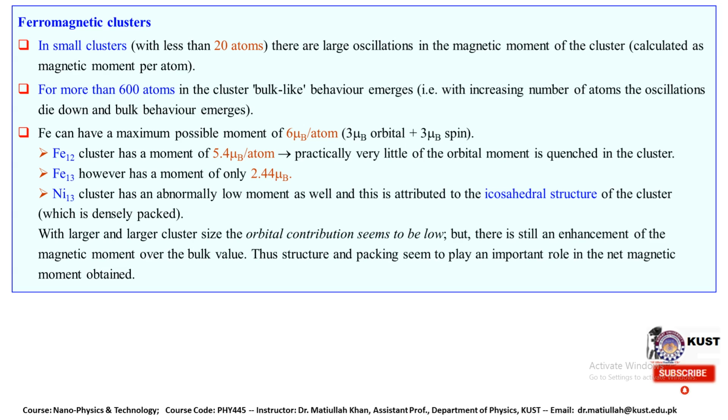So just like iron can have a maximum possible moment of 6 μB per atom, if we consider Fe12, the cluster has a moment of 5.4 μB per atom. So in Fe13 it is 2.44 μB, while the nickel Ni13 cluster has an abnormally low moment, and this is attributed to the icosahedral structure of the clusters, which is densely packed.